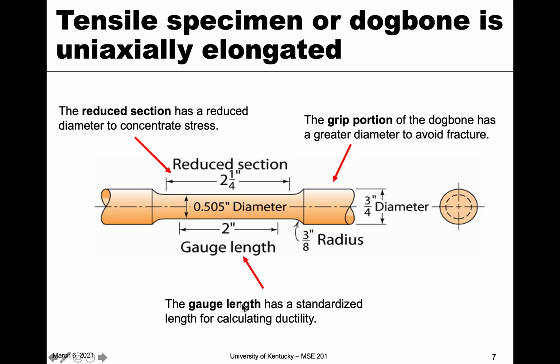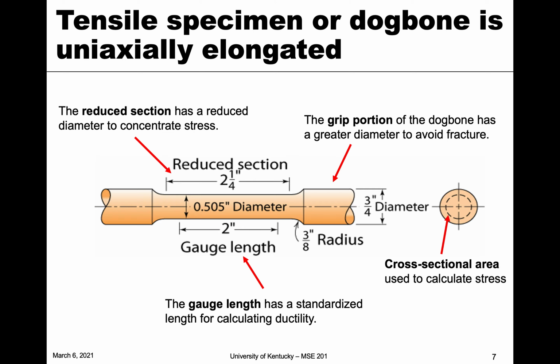And the gauge length is inside the reduced section, and it's just a standardized length. So, for example, this is 2 inches and it's slightly shorter than the reduced section, and it's the standardized length. So we basically measure this before the test and after in order to calculate ductility, which we'll talk about in a later section. And the cross section, we're going to need this for further calculations as well.